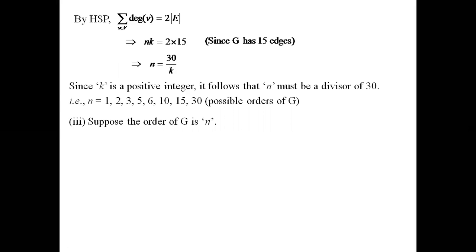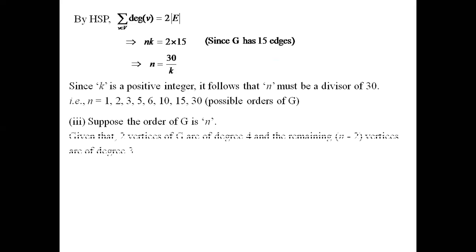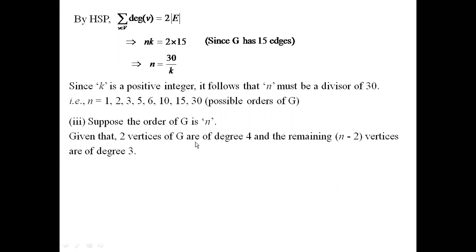Third one: suppose the order of the graph is n and it is given that two vertices of G are of degree 4 and the remaining n minus 2 vertices are of degree 3. This is the given data for us, that there are two vertices whose degree is 4 and, totally there are n vertices, so the remaining will be n minus 2 vertices of degree 3.